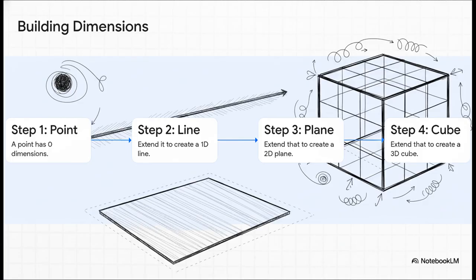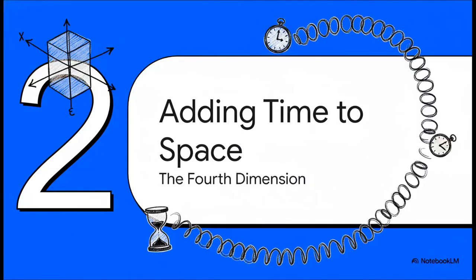And we can build up the dimensions we know and love pretty intuitively. Let's start with a single point. It has 0 dimensions. Now, stretch that point out, and boom, you've got a one-dimensional line. Stretch that line out at a right angle, and you get a 2-dimensional plane. Do it one more time, pulling that plane straight up, and you've got a 3-dimensional cube. Up, down, left, right, forward, back. Our world.